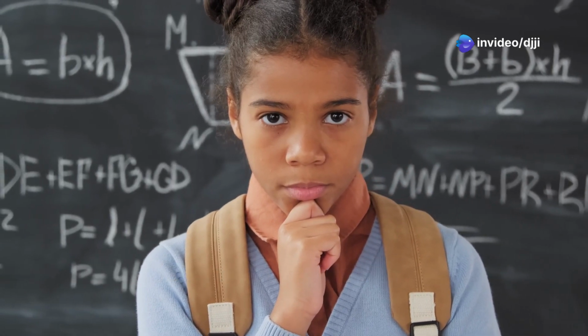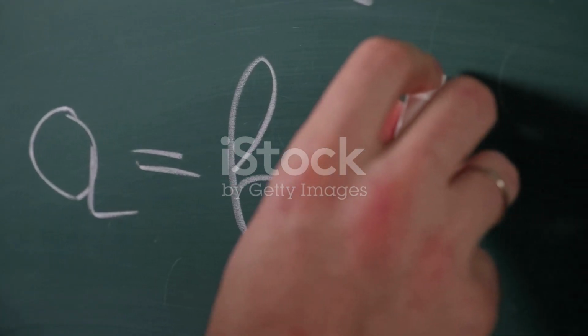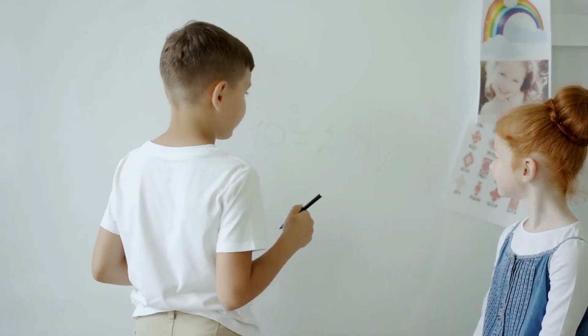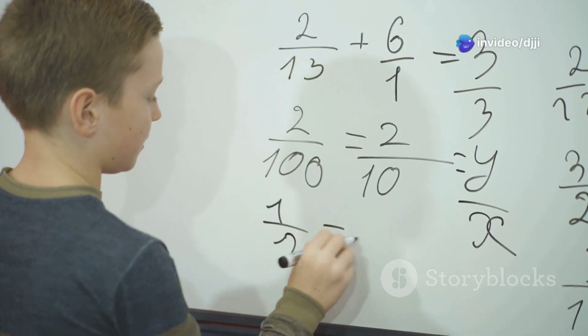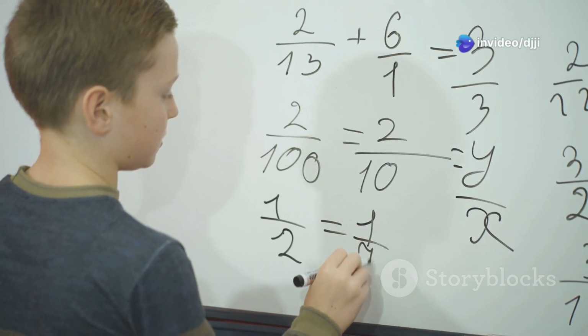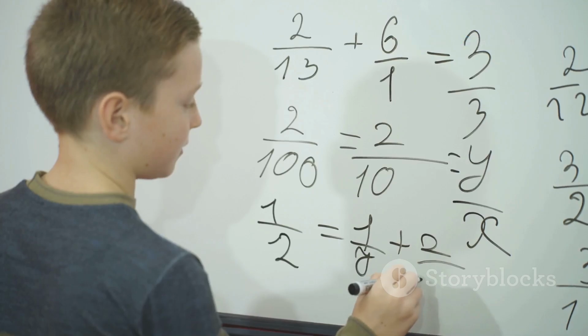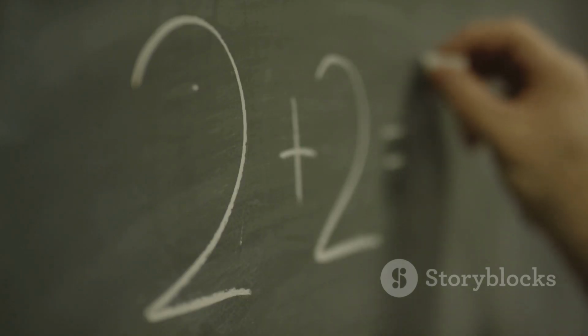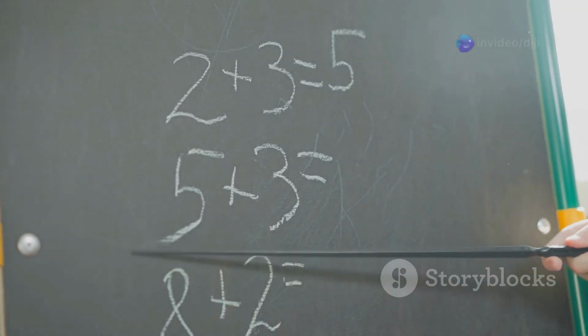Fractions can seem a bit trickier, but fear not. The key to adding and subtracting them is finding a common denominator. Think of it like speaking the same language. If two fractions have the same denominator, it's like they understand each other, and we can easily add or subtract the numerators, the top numbers. For example, 1/4 plus 1/4 equals 2/4, same denominator, add the numerators.